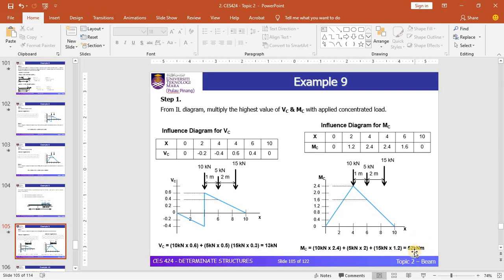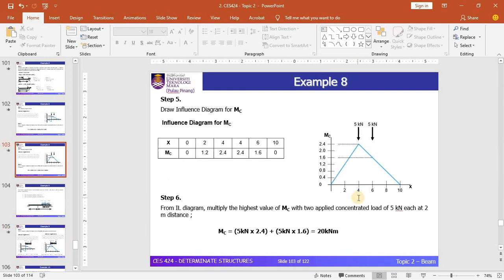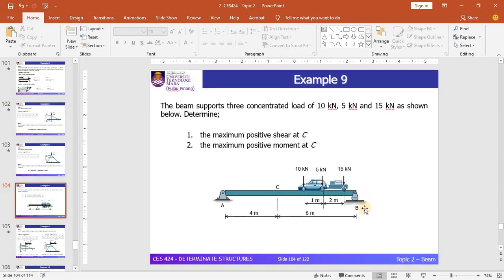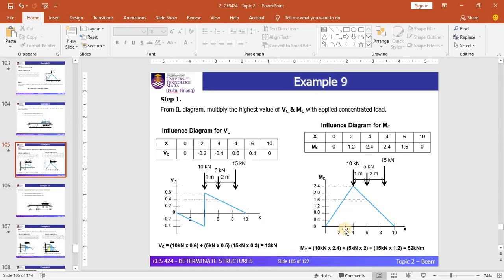This maximum moment has been generated based on this position, where this is a front wheel, this is a rear wheel, and this is an intermediate wheel. The vehicle is moved from B to A, so this is the rear wheel, this is the front wheel, and this is the intermediate wheel. The vehicle moved from this point towards this position.